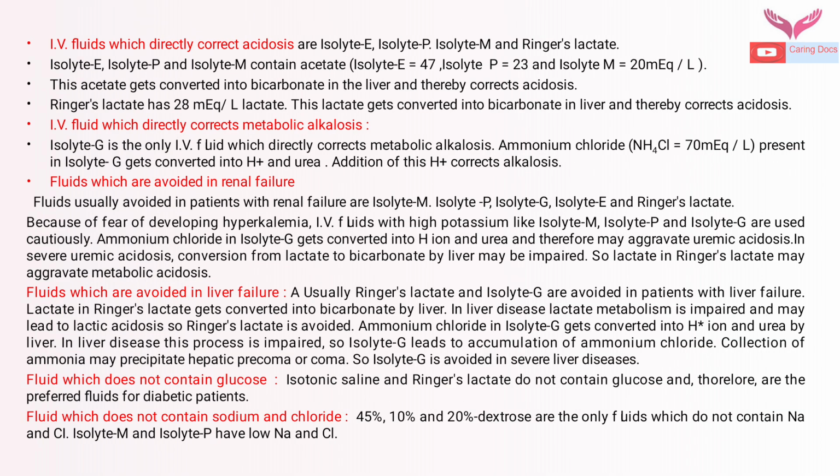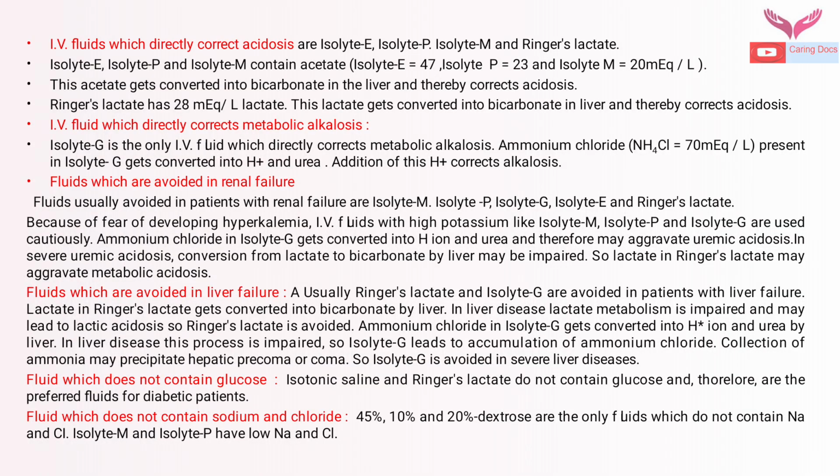The IV fluids which can directly correct acidosis are isolyte E, isolyte P, isolyte M, and ringer lactate, because they contain acetate which gets converted into bicarbonate in the liver, and thereby corrects the acidosis. Ringer lactate has 20 milliequivalent per liter of lactate. This lactate also gets converted into bicarbonate in the liver, and thereby corrects the acidosis.